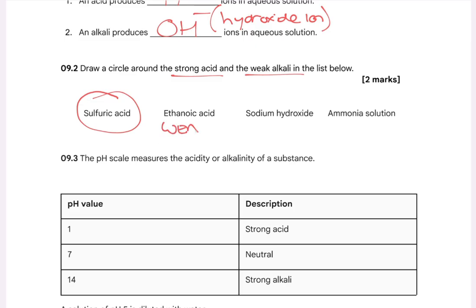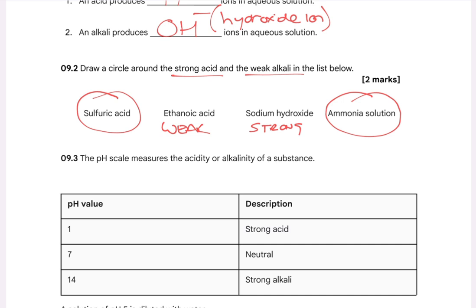Ethanoic acid is what's regarded as a weak acid. Like we say, more of a memory test here, just having to remember some of these common ones. Ethanoic acid, commonly known as vinegar as well, obviously. So we've got 2 alkalis now, sodium hydroxide and ammonia solution. Sodium hydroxide is regarded as a strong alkali. Ammonia is a weaker alkali than sodium hydroxide.